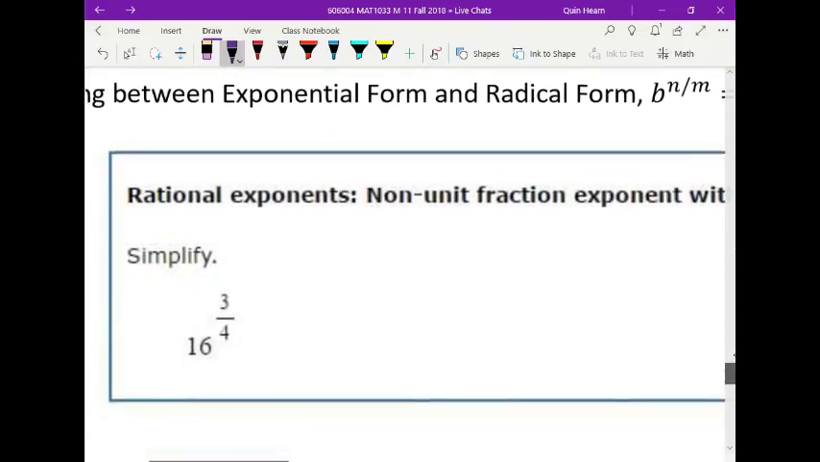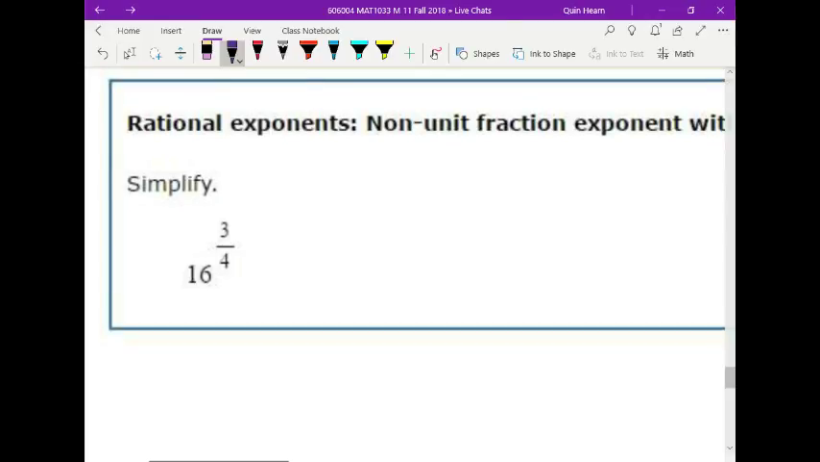Now let's talk about what the heck these fractions and exponents mean, right? Because we know that, for example, 2 cubed is 2 times 2 times 2. But what does 2 to the 3/4 mean? Or 16 in this case to the 3/4. So it turns out that the denominator gives you the index of a radical, and the numerator gives you a power. So here's what I mean by that.